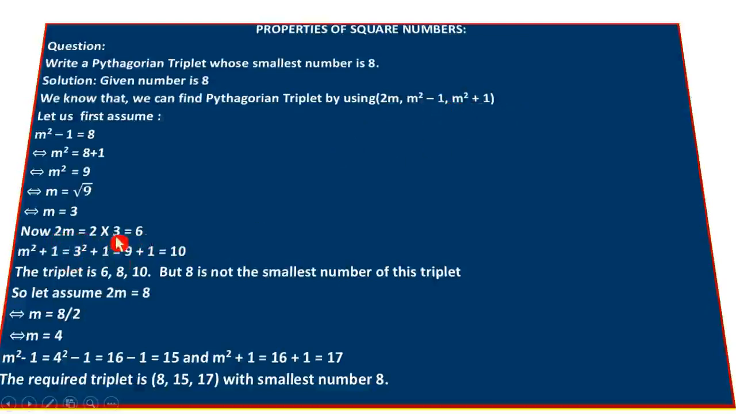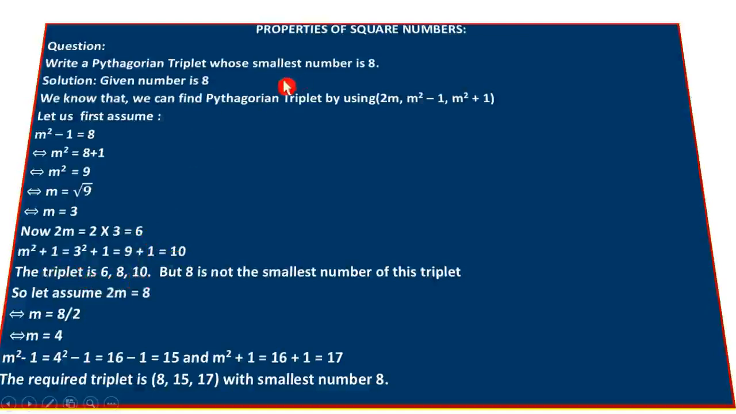2m equal to 2 into the m value, we got that 3, equal to 6. Now m square minus 1 value we already have, that is 8 we have taken. Now m square plus 1 equal to 3 square plus 1, 3 square equal to 9 plus 1 equal to 10. So we got 8, 6, 10. The triplet is 6, 8, 10.